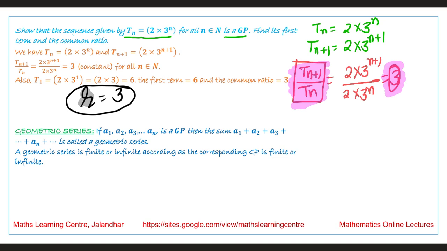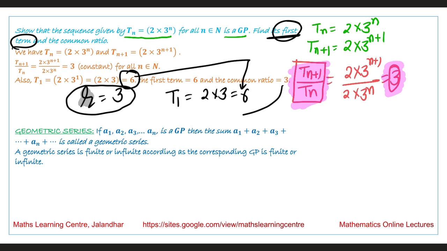Now another thing we have to do is calculate the first term. So the first term T1 is 2 into 3, that is equal to 6. So the first term we have is 6 and the common ratio is 3. Next is geometric series.